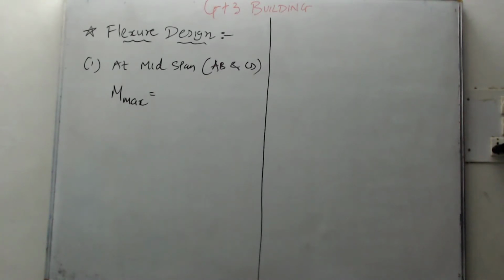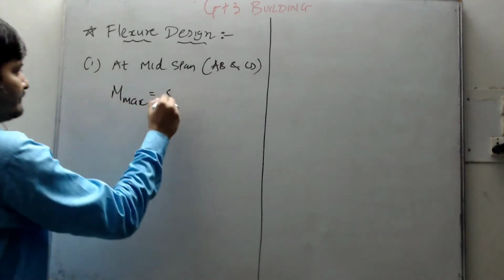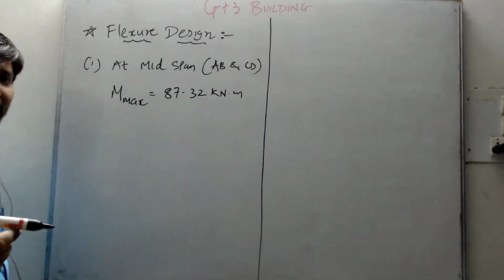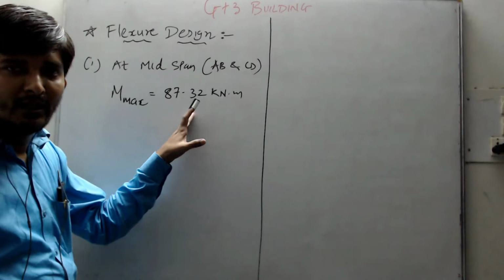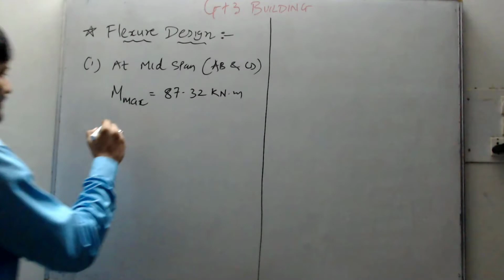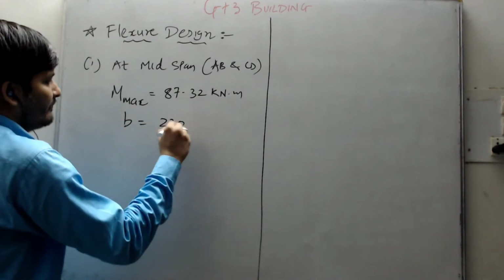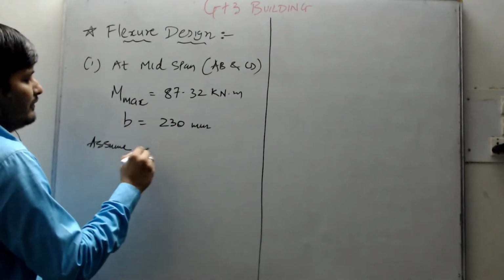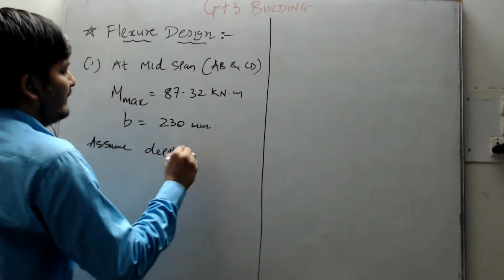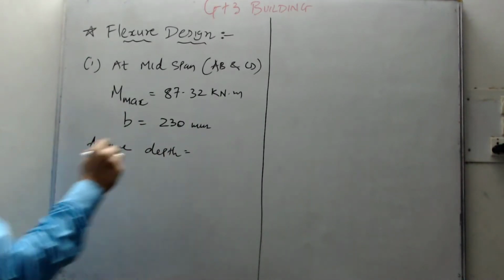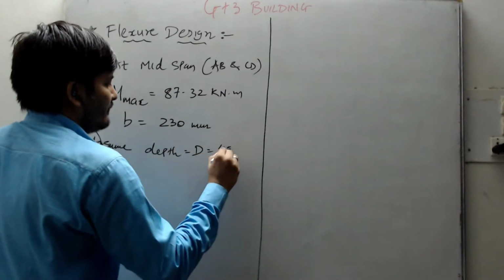87.32, right? This was the mid-span moment that we calculated in the previous step. If you do not know how this value is coming, please refer to the previous lecture. And we have the width of beam, that is 230 mm, and let us assume the depth of beam, capital D, as 450 mm.